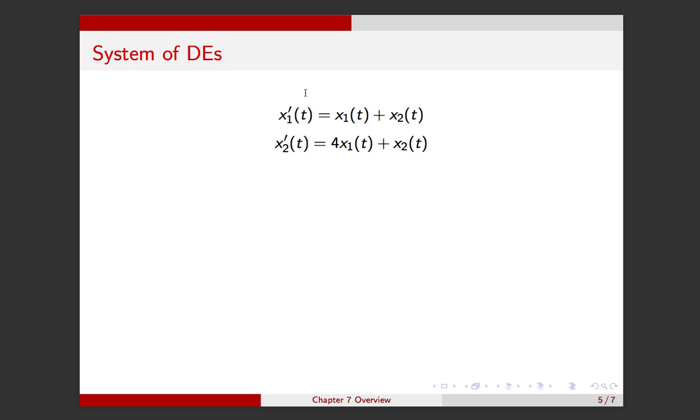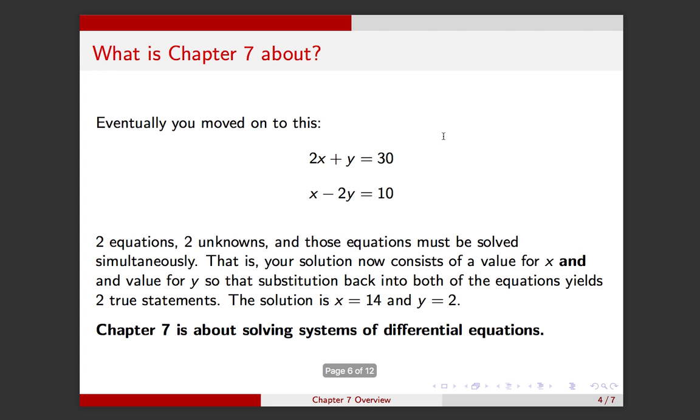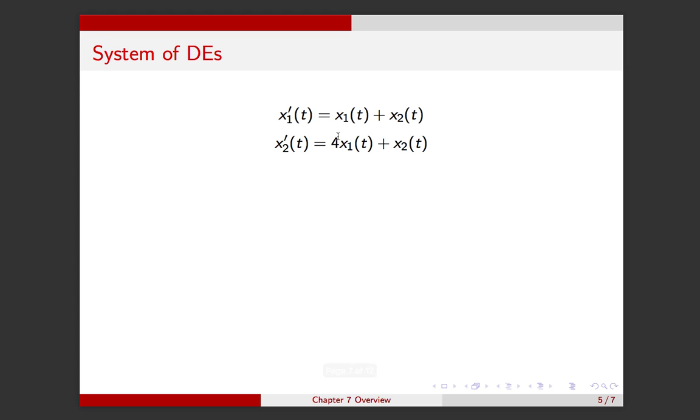So here is a system of differential equations, okay? There are two equations, notice, similar to this, two equations. There are two unknowns, x1 and x2. Those are both functions of time. So to solve this system, what am I saying? I'm saying that the derivative of function x1 needs to be x1 itself plus x2.